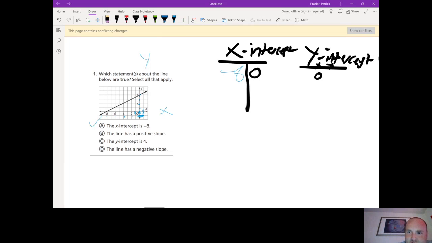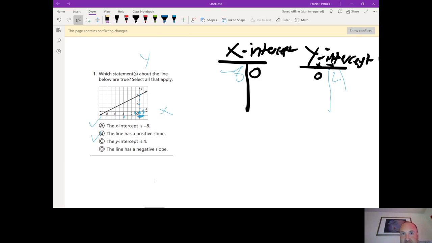When x equals 0, y equals 4. That would also be correct, so let me put a check mark there. And then D, the line has a negative slope. So I think this should be fairly obvious, that either B is right or D is right.